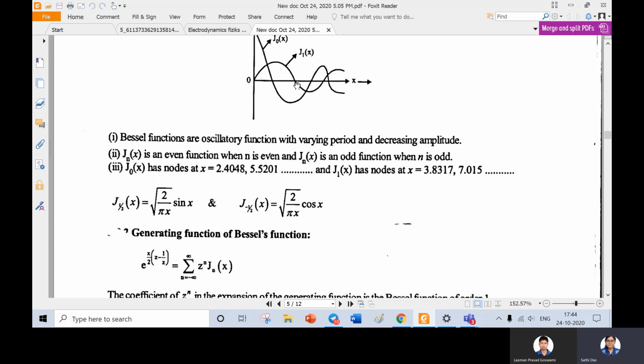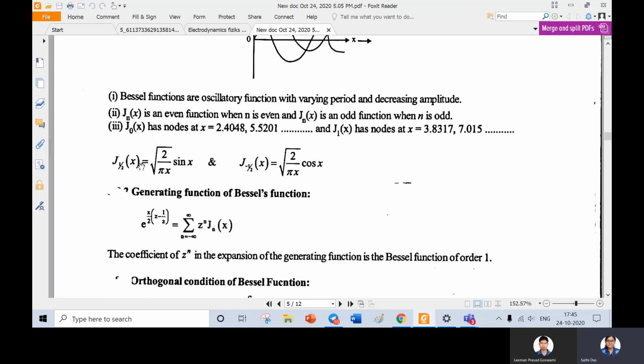And similarly, for J1, we get the first node at x equals to 3.8317, and the second node for this J1 is 7.015. If we find out the value of J half and J minus half, we get these two values: J half of x equals to root 2 by pi x sin x, and J minus half of x equals to root 2 by pi x cos x.